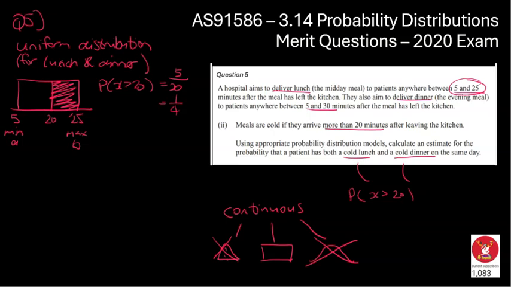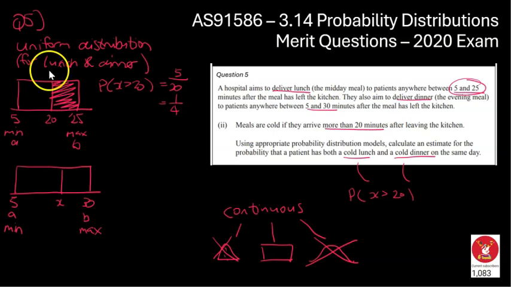So I'm now going to replicate this for my dinner meal. That's between 5 and 30. So there's my x-axis and there's my distribution, slightly longer because it's going from 5 all the way to 30. So 5 is my A value, which don't forget is my minimum, and 30 is my B value, which don't forget is my maximum. And my X value, the one I'm trying to find out, was 20, because we're trying to find the probability that something was over 20 minutes.